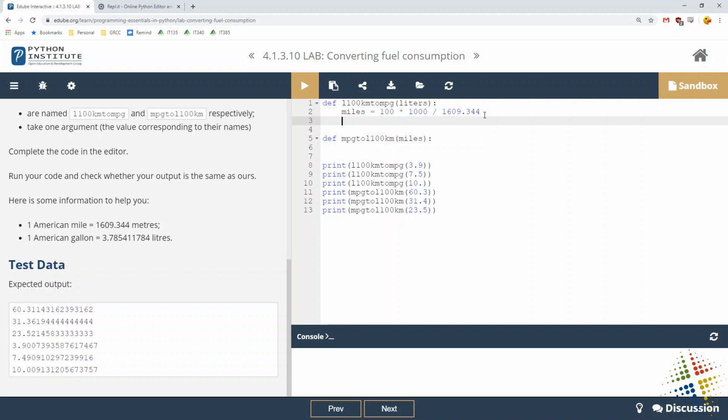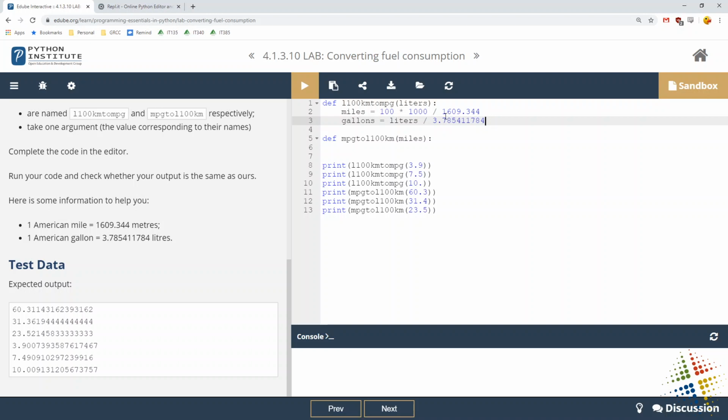Next thing I need to do is convert my liters into gallons. So I'm going to have another variable called gallons, and somehow I need to convert liters into gallons. If 3.785 liters equals 1 gallon, I should just be able to take my liters variable that's being passed into it and divide that by 3.785411784. Why we're using such large places on the decimal point, I don't really know, but that's what they told us to do.